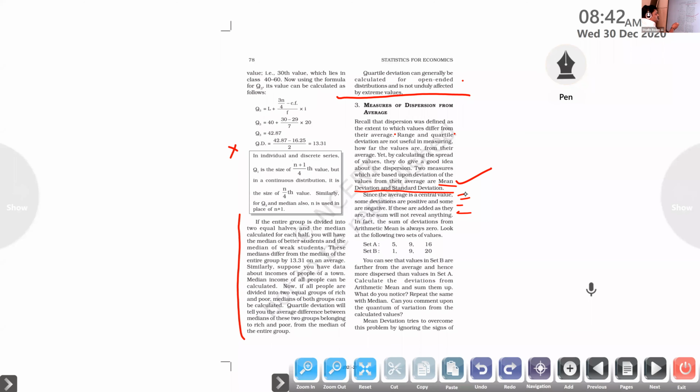Look at the following two sets of values. Here you can see two sets of values, for example set A and set B.